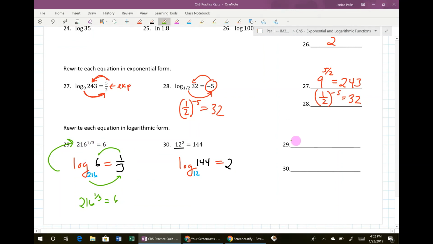Again, when you write the logarithm, write everything but the base if you're having trouble writing it. So it's just like log of 6 is equal to 1/3. But you do have a base, and that base needs to be a subscript. Okay, so it needs to be underneath a little bit. This one will be log base 12 of 144 is equal to 2. That's all for the practice chapter 5 quiz.